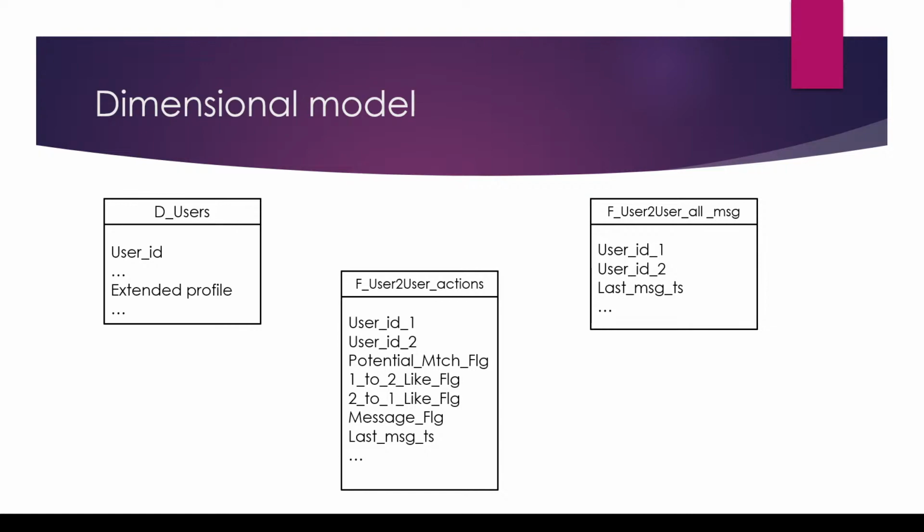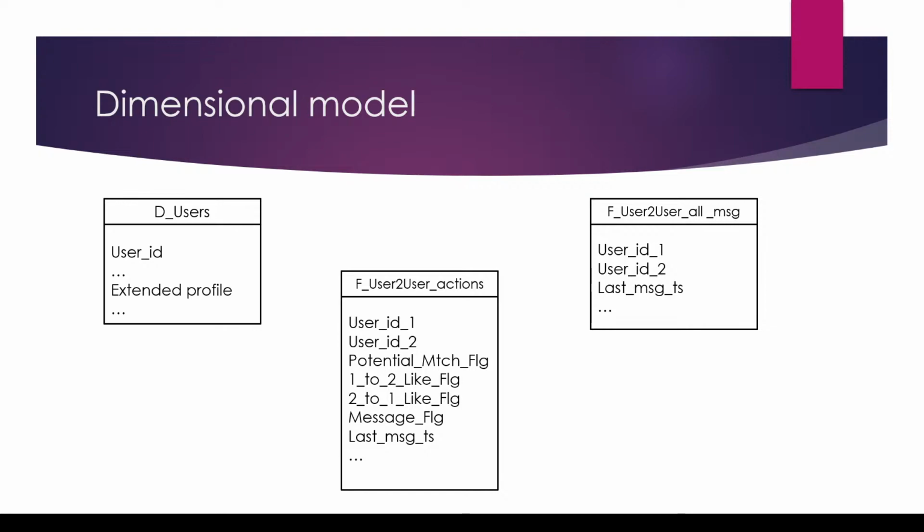But essentially, user to user actions lists user ID 1, user ID 2, and then has a potential match flag. So if our AI algorithm says they are a potential match, then we'll insert a record into this, and we'll say the potential match is yes. At that point of time, the one-to-one like flag, that is whether user ID 1 likes user ID 2, would be null. User ID 2 likes user ID 1, which is the next column, would be null as well. The message flag would be null, and the last message timestamp would be null. So all this would be null.